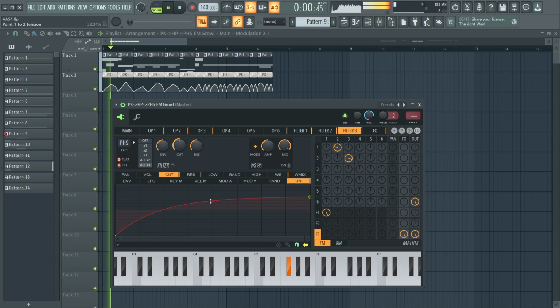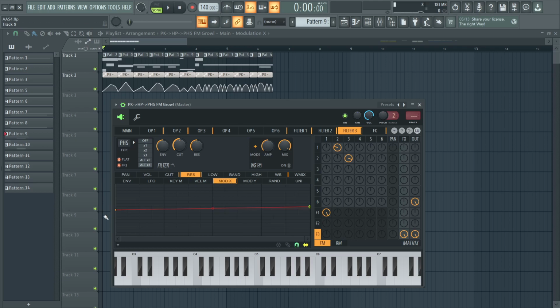Let me show you. So on and so forth. And I have the resonance routed to mod X, and it's just slightly going up. Honestly, probably negligible, but I'm pretty particular with my sound design sometimes.